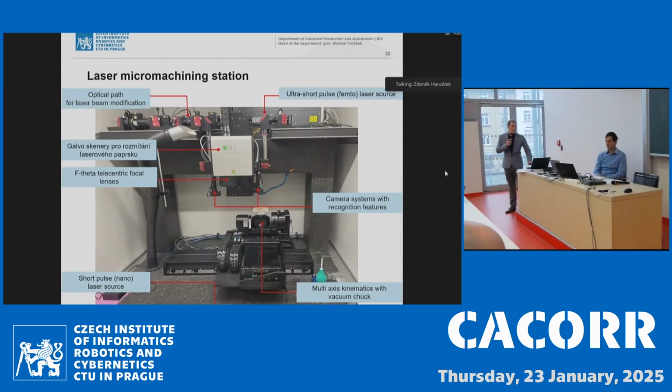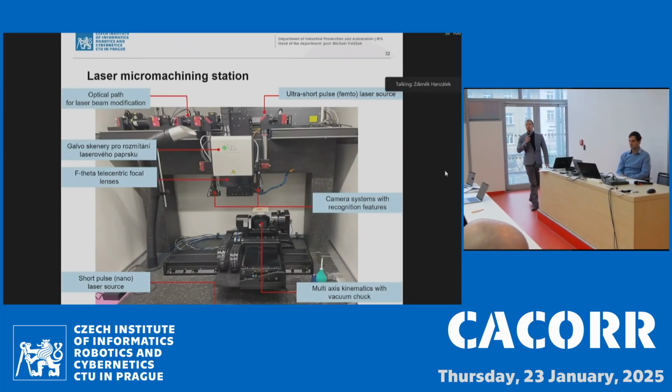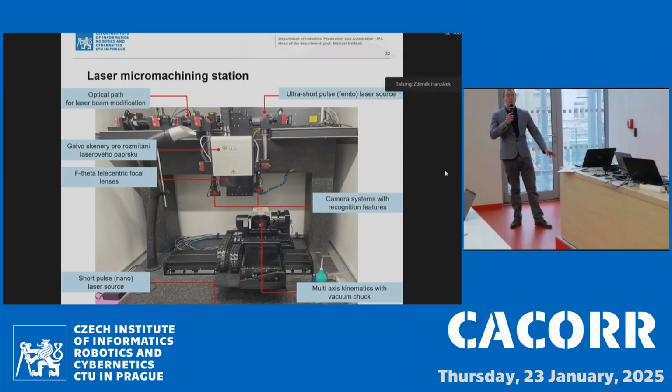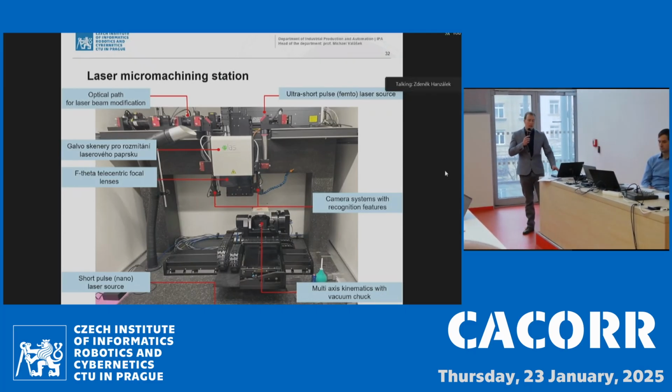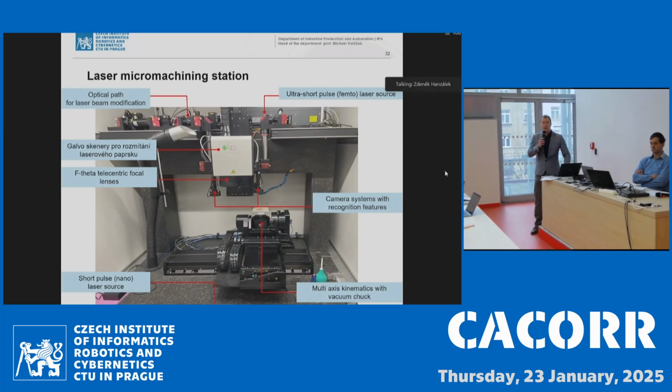If we look inside this system, we can find that it's equipped with two laser sources, a multi-axis kinematic, two Galvo scanners, cameras, etc. The most important thing is that we have two sources. One is short pulsed and the second ultra-short pulsed, which is placed on top of this optical board. These two types of pulses we can combine, and we can define different behavior of the interaction between material and the laser beam.